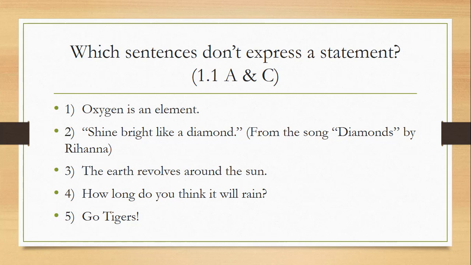Number 5, you might be at a game and you might yell, "Go Tigers!" That in and of itself is not capable of being true or false of the world in the same way as, for example, George Washington is the first president of the United States is capable of being true or false. So this is a command, and so it does not express a statement.